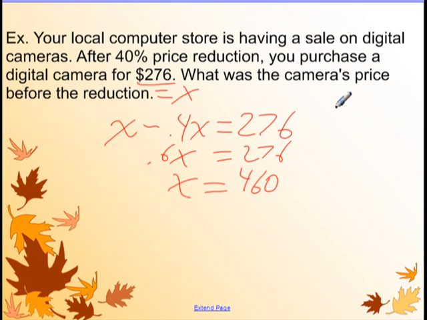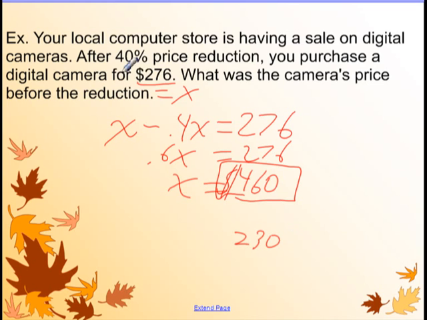I'm then going to answer the question, so the price before reduction in this case, X, was $460. And I'm thinking, does that make sense? Well, if my original price was $460 and it was reduced by 40%, that's a little more than half. Half of $460 would be $230. $276 is a little more than that, so that does seem pretty reasonable. That seems right to me.